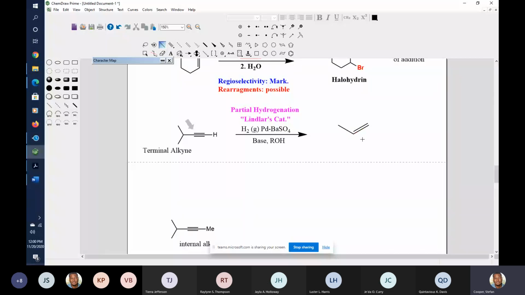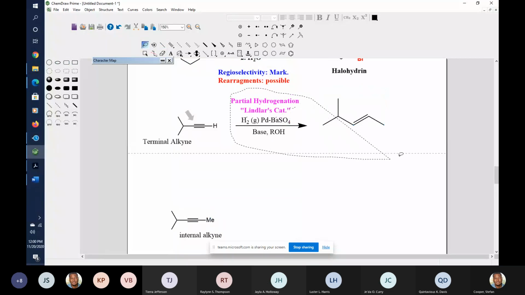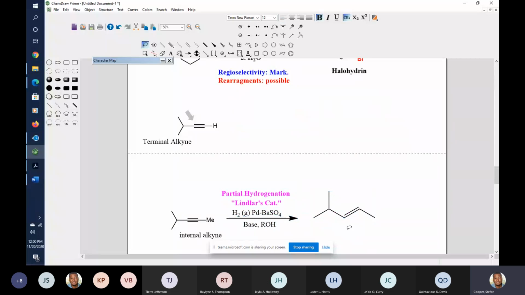I'm going to have a double bond. Actually, I should have done this to the terminal alkyne. I made a mistake here. I apologize. This does react, but it's hard to get the product to look the way you want. I wanted to do this. So disregard this. I'm not doing the reaction at a terminal alkyne. Instead, I'm doing it at an internal alkyne.